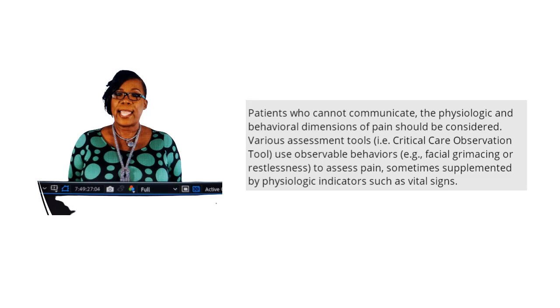So now your patient is sedated. How do you assess pain? For patients who cannot communicate, the physiologic and the behavioral dimensions of pain should be considered. Various assessment tools, such as your Critical Care Observation Tool, use observable behaviors such as facial grimacing or restlessness. That will be your behavioral dimension to assess pain, sometimes supplemented by physiological indicators such as vital signs, elevated heart rate, increased respiratory rate.